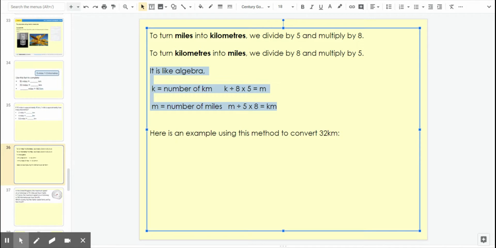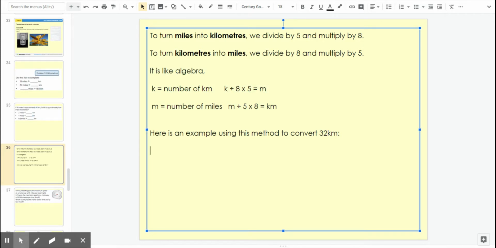And to turn kilometres into miles, we do the inverse. So we divide by 8 and multiply by 5. It's a bit like algebra. So for kilometres, k equals the number of kilometres. K divided by 8 times 5 equals m miles. M is the number of miles. Miles divided by 5 times 8 equals kilometres. So I shall show you a little example underneath.